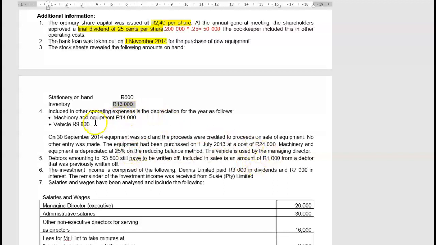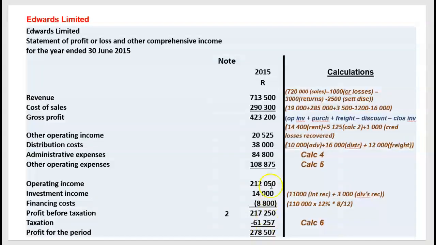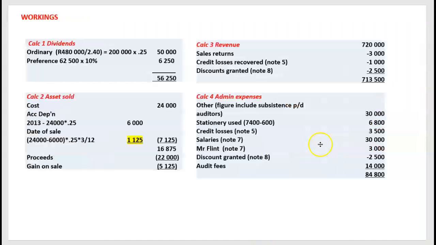Also then, the vehicle, they've told us that the vehicle is used by the managing director. Now, if the vehicle is used by the managing director, it means it will be other operating cost and not selling and distribution because the managing director is looking at the whole company as a whole. So let's go and calculate what the profit or loss was on the sales transaction, and we have to rectify our depreciation charge in order to include the depreciation on this specific item that we've sold.